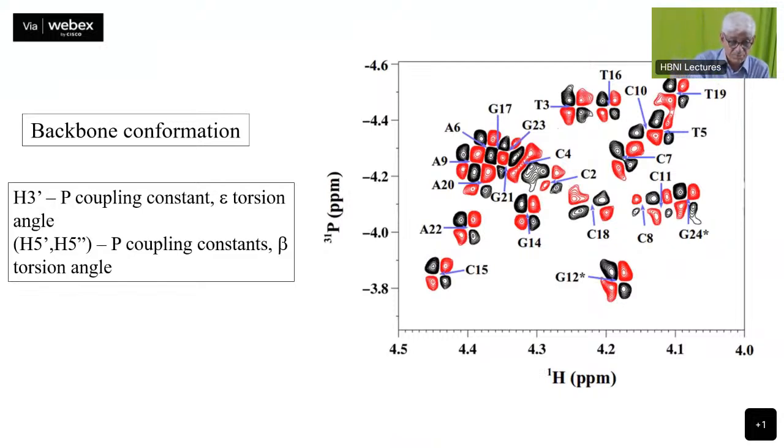H5 prime, H5 double prime to phosphorus coupling constants will tell you about the beta torsion angle. Beta torsion angle, where are they? These are in the backbone, right? Alpha, beta, gamma, delta, epsilon, xi. So these are the torsion angles along the backbone. Now if you measure these coupling constants, H3 prime P and H5 prime, H5 double prime P, these will tell you about the epsilon and the beta torsion angles. That information is present here in this spectra. Now you can simulate this to obtain this coupling information.